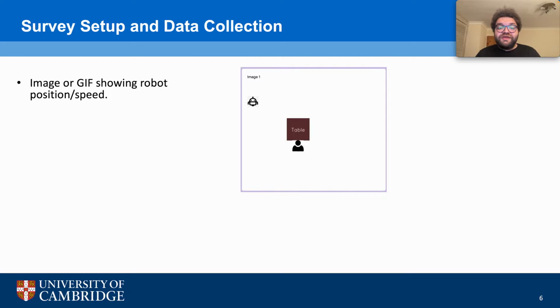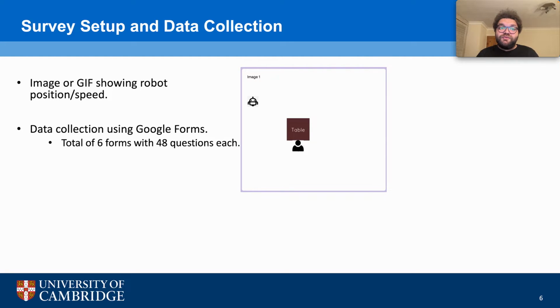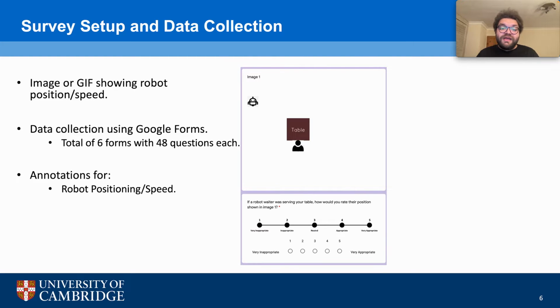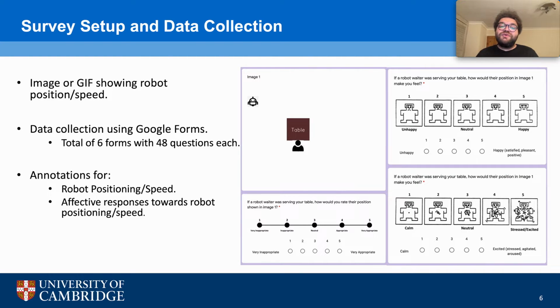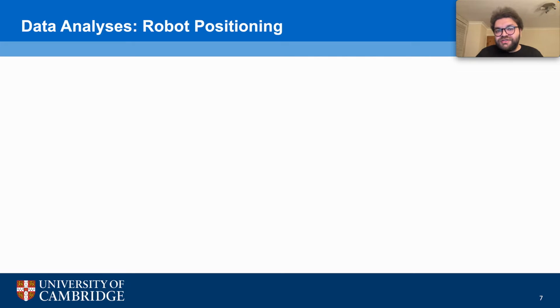These generated images or GIFs are presented to participants using Google Forms, where they're asked to provide annotations for the appropriateness of the robot positioning itself or speed, as well as their affective responses towards the robot being in that particular position. Each individual form is annotated by 8 to 11 unique participants. So what do these annotations look like?